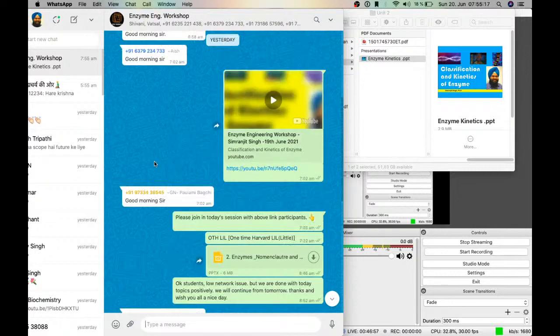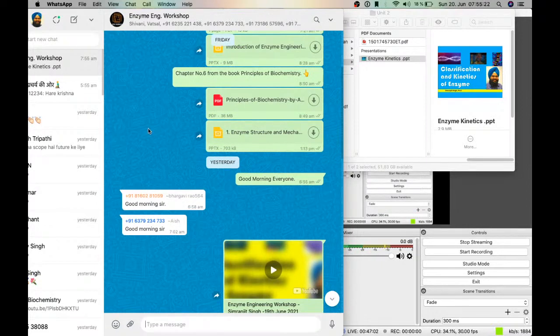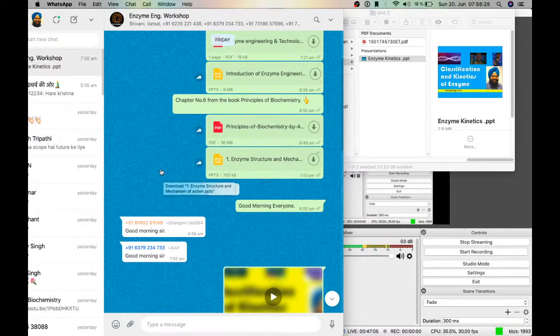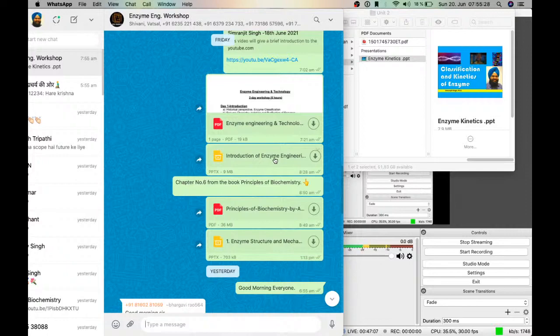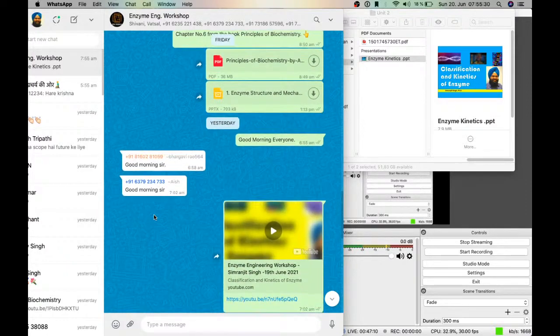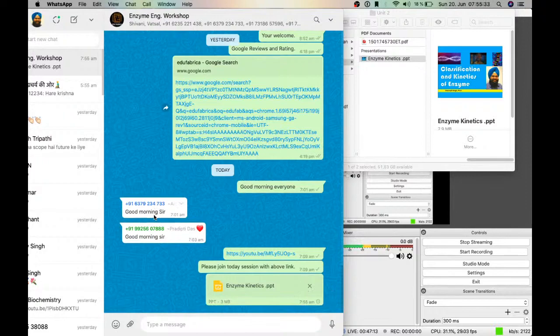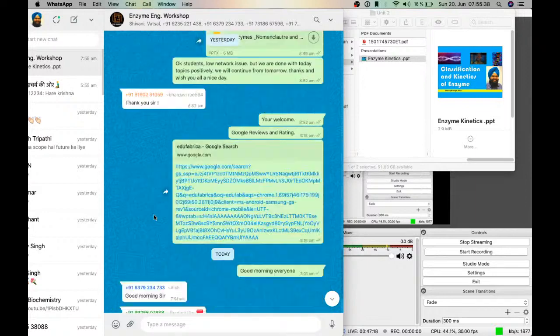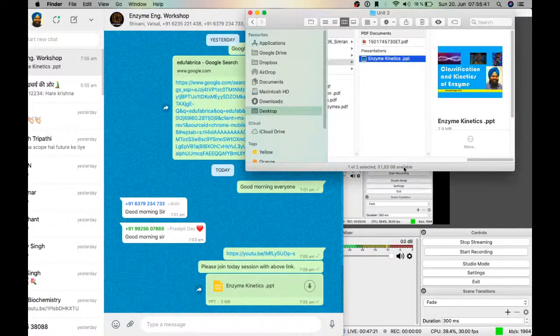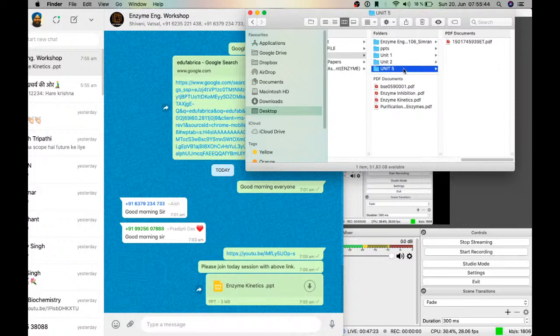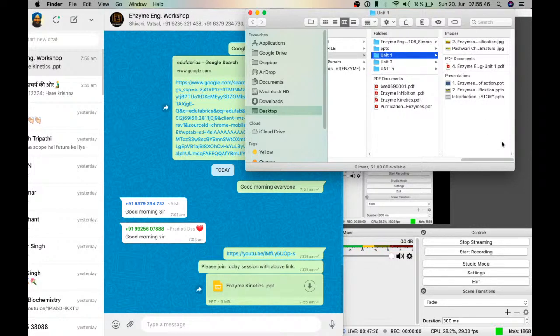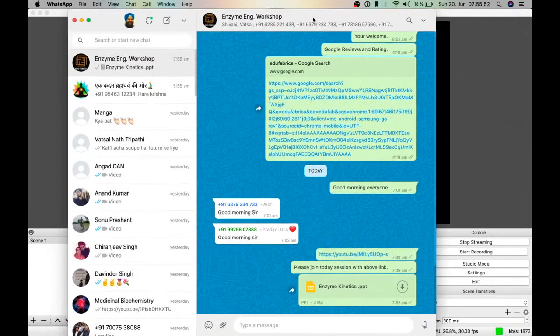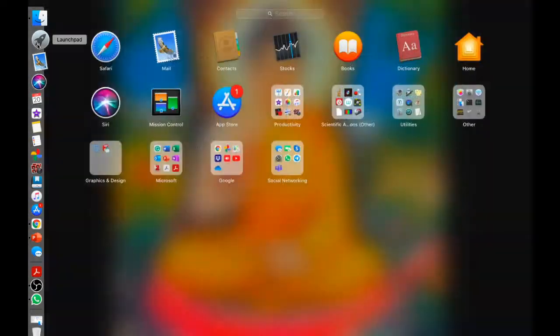So enzyme kinetics have been shared. Nomenclature and classification was shared yesterday, and then enzyme structure and mechanism we did yesterday, and we had the introduction to enzymes also. So in a nutshell, we are done with these topics now. Now it's time for protein isolation and purification. So this is the next topic. We will continue now.